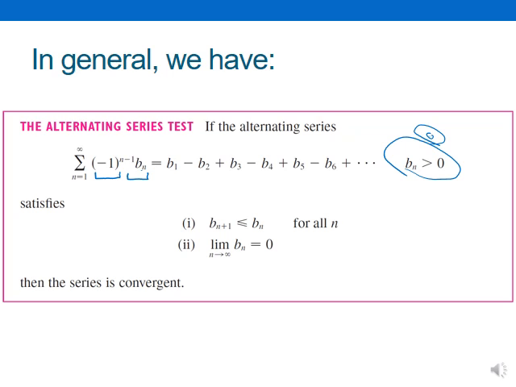The second thing, to make sure that the bn is a decreasing sequence. If it's decreasing for all values of n and the limiting value goes to 0 as n tends to infinity, the test applies, and I have a conclusion here for my alternating series that it's a convergent series. If one of these conditions does not apply, then the test fails, or I cannot apply this test, as we will see from our examples.